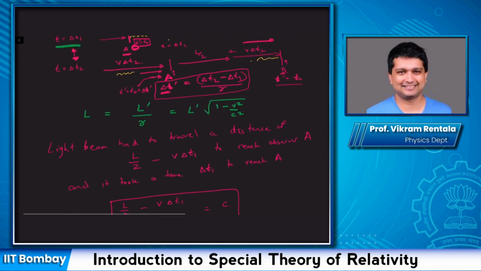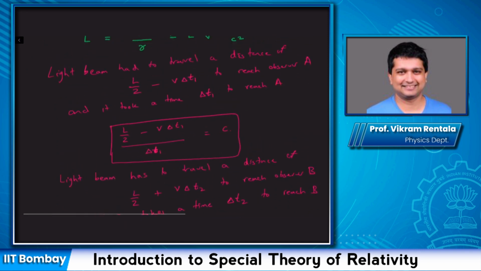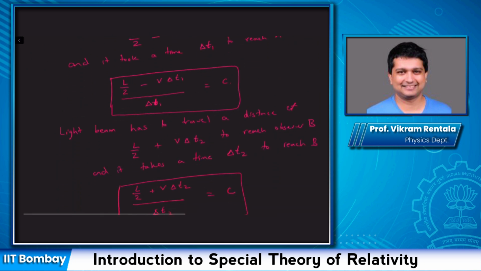So let's work out what that phase offset delta t prime is. So delta t prime is the phase offset of the train clocks as measured by the ground observers. And this phase offset would just be equal to delta T2 minus delta T1 divided by gamma.